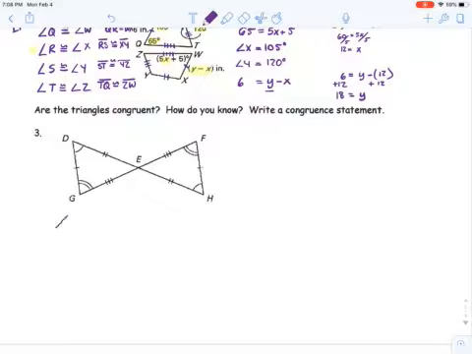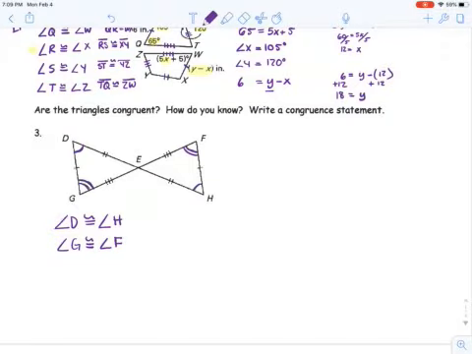Starting with the angles, we can clearly see that angle D is congruent to angle H. They're both marked with one arc. Now let's look at this angle. Angle G is congruent to angle F. So far, I only have two angles that are congruent.